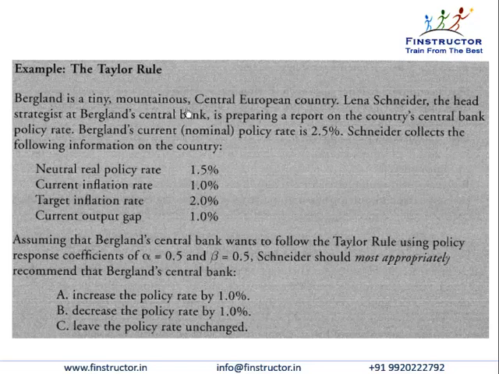Burgenland is a tiny mountainous Central European country. Lena Schneider, the head strategist at Burgenland's central bank, is preparing a report on the country's central bank policy rate. Burgenland's current policy rate is 2.5%. Schneider collects the following information on the country. Assume that Burgenland's central bank wants to follow the Taylor rule using response coefficients of 0.5 and 0.5. Alpha is for the inflation gap, beta is for the output gap. Schneider should most appropriately recommend that Burgenland's central bank do which of the following.